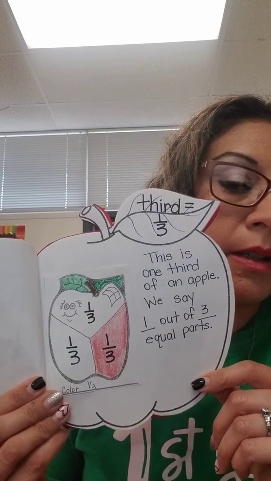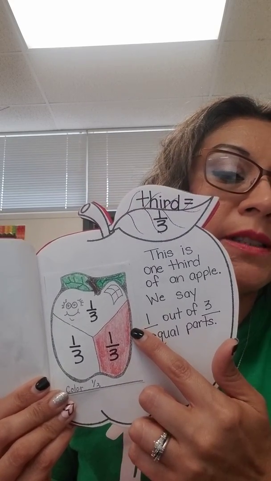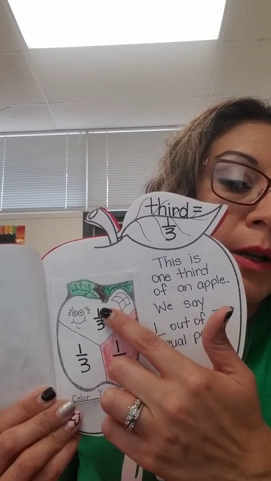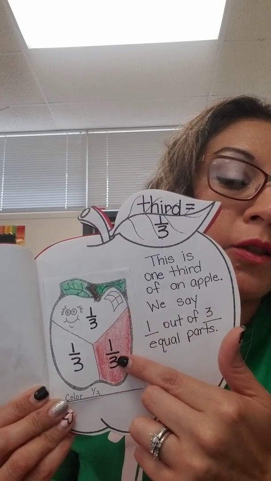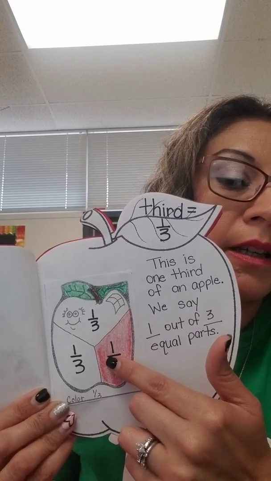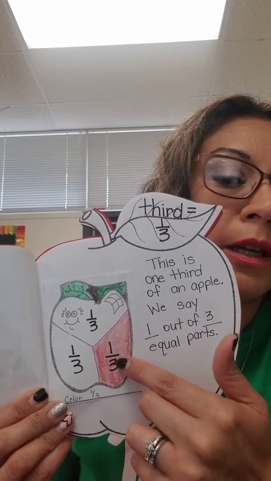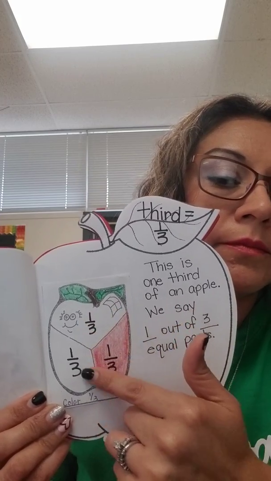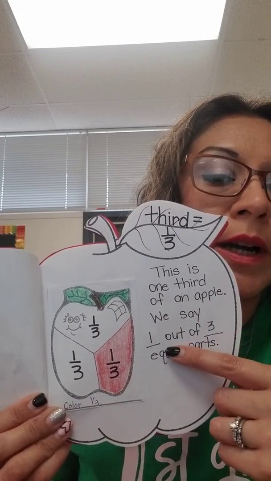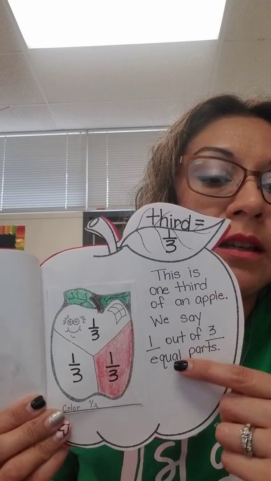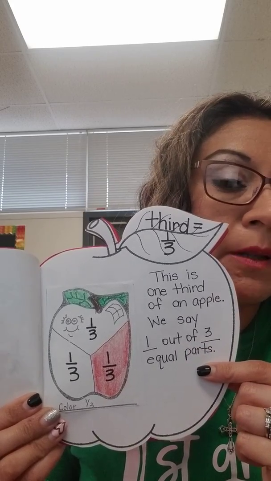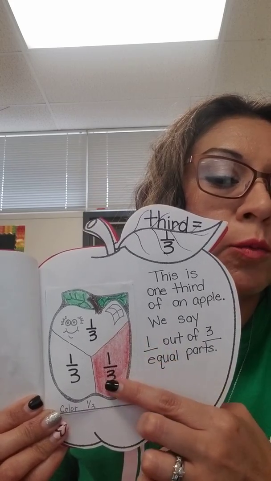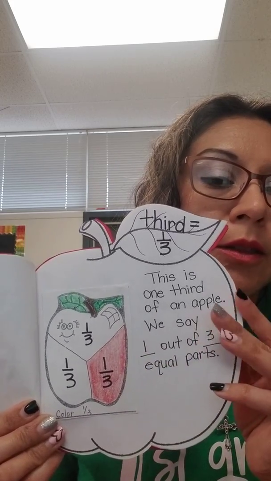1/3. 1/3, if you see here, our apple has now been cut up into 3 pieces. And we're going to color 1 of the 3 parts. 1, and then a line, and 3. 1 over 3, 1/3. 1/3 of the apple. We say 1 of 3 equal parts because the apple's been cut up in 3 equal parts and we're only talking about one of the parts. That's 1/3. A third of the apple.